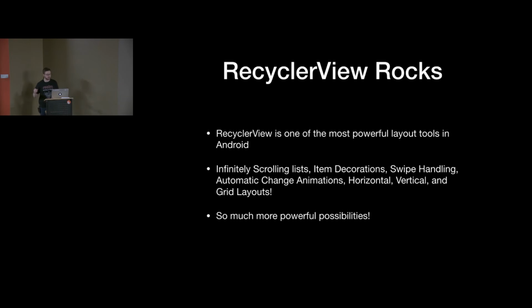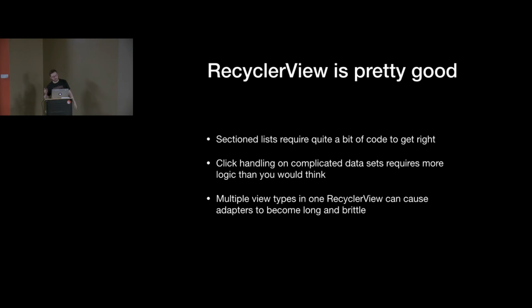First off, RecyclerView. It's great, right? RecyclerView does so much stuff for us. It's probably one of the most powerful layout tools we have in Android. You get infinite scrolling lists, item decoration, swipe handling, automatic change animations, horizontal, vertical, and grid layouts, and so many more things. RecyclerView gives you the power to do all this. And RecyclerView is pretty good. But sectioned lists require quite a bit more code to write. Click handling is complicated. Multiple view types make adapters super long. You have to write view holders for everything.